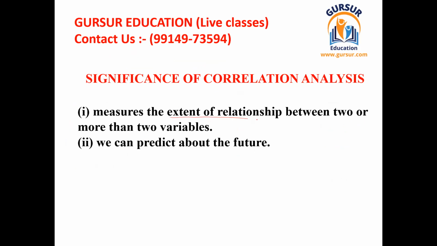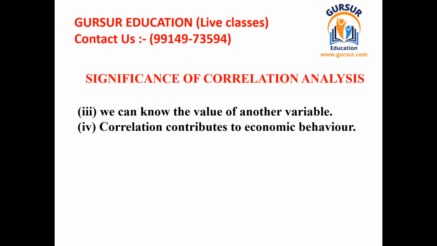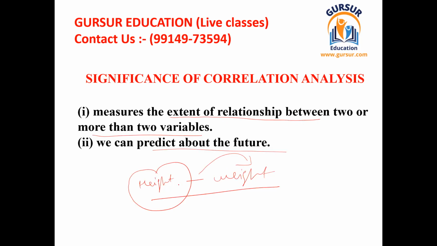It measures the extent of relationship between two variables. It can tell how height is related to weight. Then it can predict about the future. If we know the data points of heights, then we can make a prediction about weight. This is a very simple example. Then we can know the value of another variable. If we know the data points of height, then to some extent, in the right figures, we can get the data points of weight if we have previously made the correlation between these two variables.